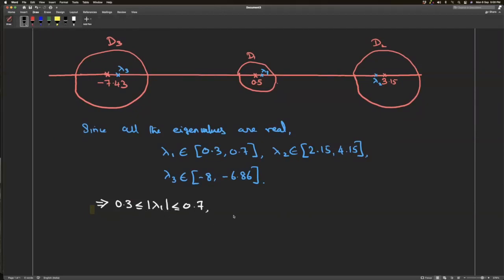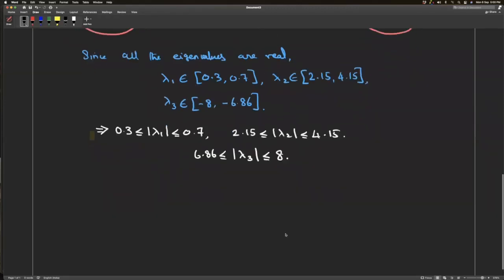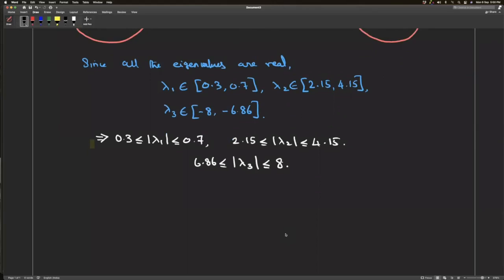Actually, I need not put modulus here. And similarly for lambda 2, the lower bound is going to be 2.15 and the upper bound is going to be 4.15, right? And similarly, the third one is going to have 6.86 as the lower bound. Here modulus is required, 8, right? So these are the bounds for the eigenvalues of the matrix A as far as Gerschgorin theorem applied to A is concerned.